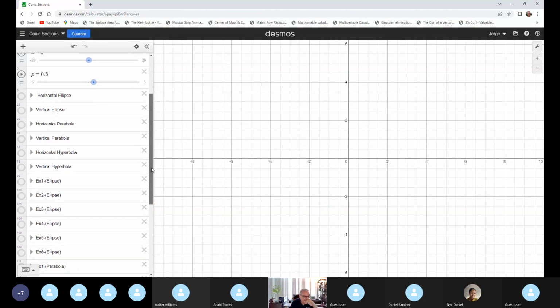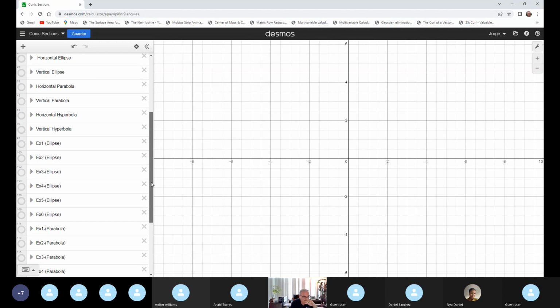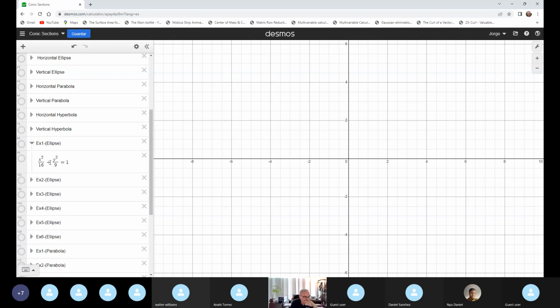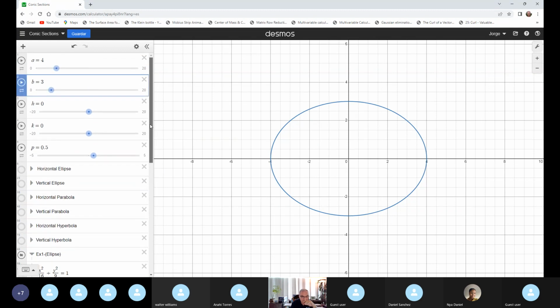Now, I have here created for you example 1. Look, it's exactly the example that we did on the whiteboard. So I plot that. Bam. It's an ellipse, but it's not complete, professor, because the vertex, the center, the co-vertex, the focus are not shown here.